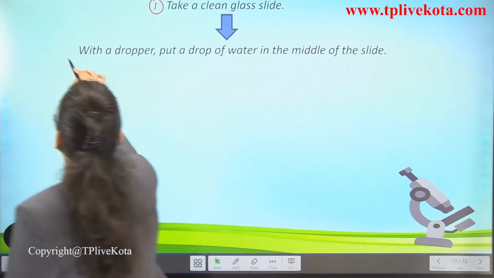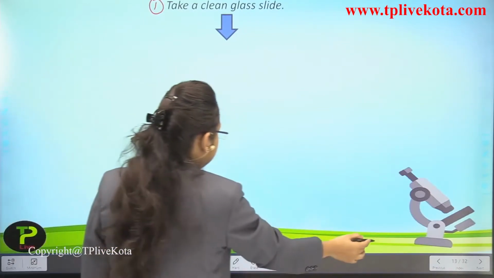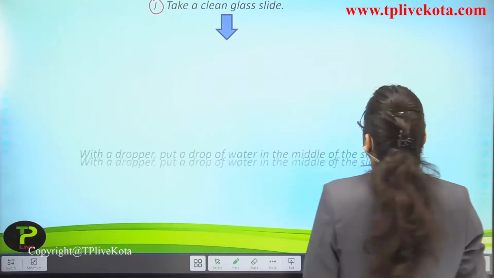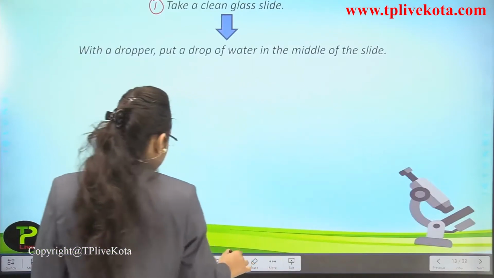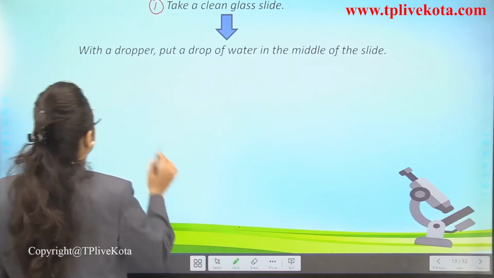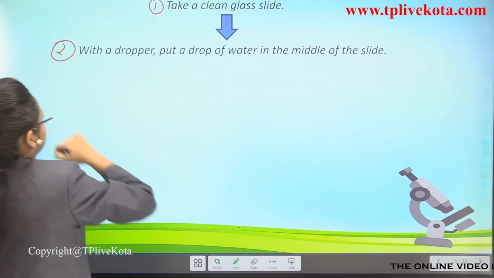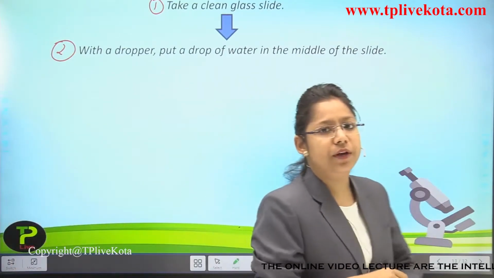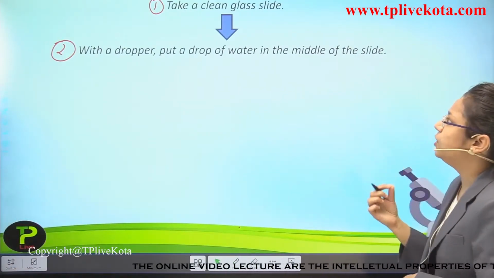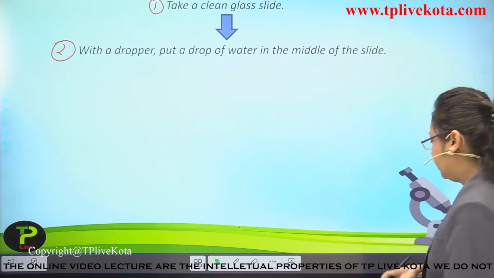Now step 2: with a dropper, you should put the chemical or the water in the middle of the glass slide. What is the function of the dropper over here? You should put a small drop of water in the middle of the glass slide.